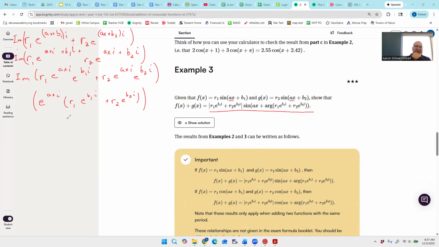This stands for magnitude. So this is a complex number that we can simply take and find the magnitude. So this is essentially e to the axi. I guess there's an imaginary out here still. And this is in complex form.